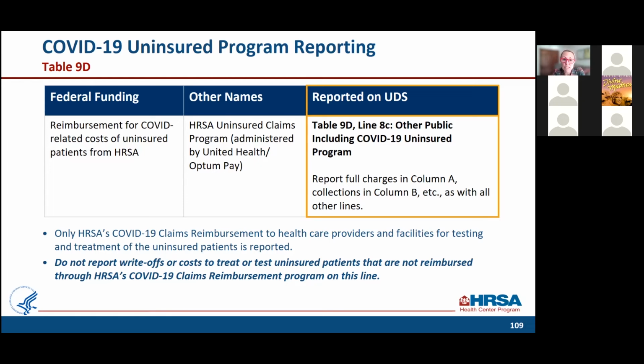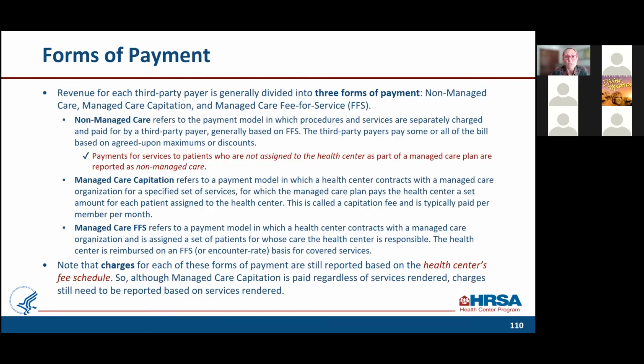Only claims submitted to HRSA's COVID-19 claims reimbursement for testing and treatment of the uninsured patients are reported here. And do not report any other charges or collections on this line. Other claims for uninsured patients wouldn't be reported here. So revenue for each third-party payer is generally divided into 3 forms of payment: non-managed care, managed care capitation, and managed care fee-for-service.